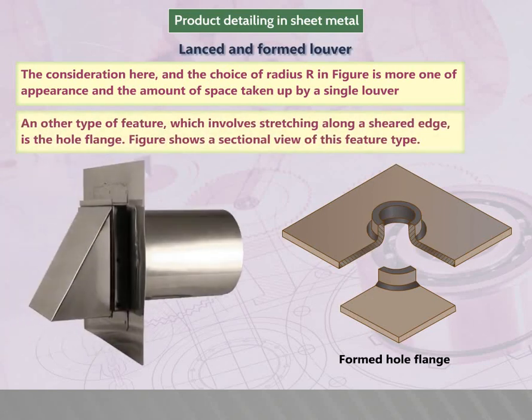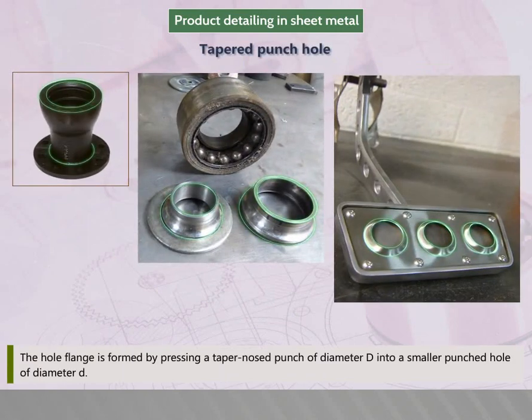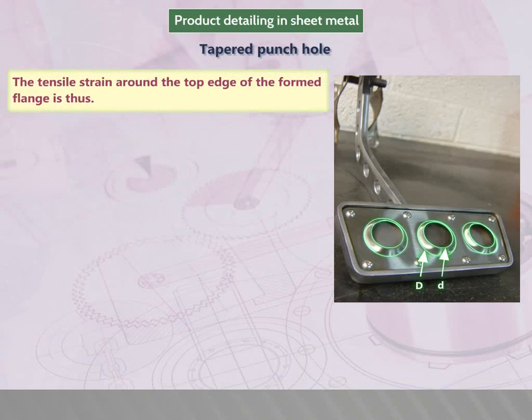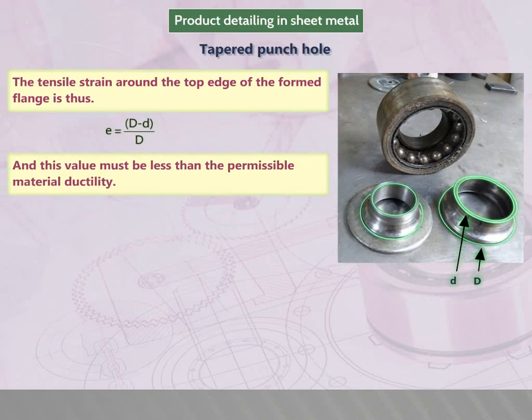Another type of feature which involves stretching along a sheared edge is the hole flange. The figure shows a sectional view of this feature type. The hole flange is formed by pressing a taper-nosed punch of diameter D into a smaller punched hole of diameter d. The tensile strain around the top edge of the formed flange is thus e equals capital D minus small d by capital D, and this value must be less than the permissible material ductility.